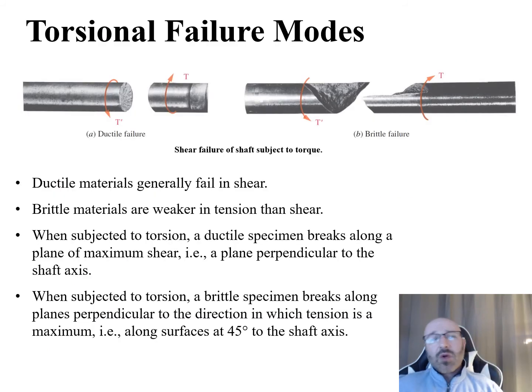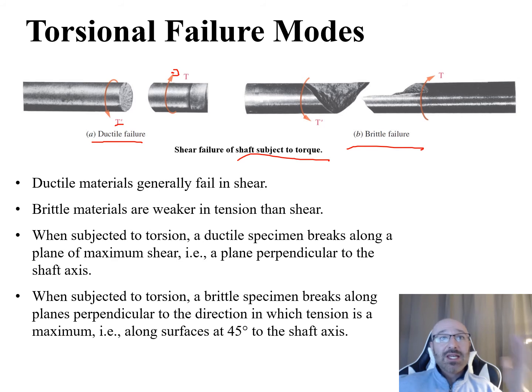So the next topic I want to discuss is torsional failure modes. We can see two different types of failure modes for a shaft that's subjected to a torque. We can have a ductile failure and a brittle failure like this. For a ductile failure, we can see there's our T and our equal and opposite T prime down here, twisting in equal and opposite directions to each other. And we have a ductile failure right here.